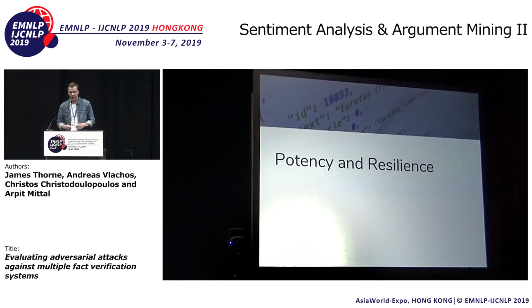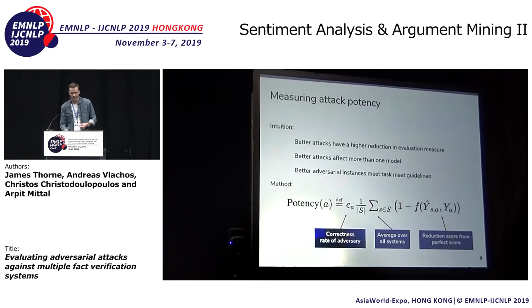And so we propose two metrics which were part of the shared task for Fever. Potency, which measures the quality of the adversarial attack. So that's like error rate, accounting for how correct the adversarial attacks are. And then resilience as well, which measures the resilience to, or how systems perform under adversarial attack, also accounting for the correctness rate of the instances that it's being tested with. So let's have a look at these metrics.